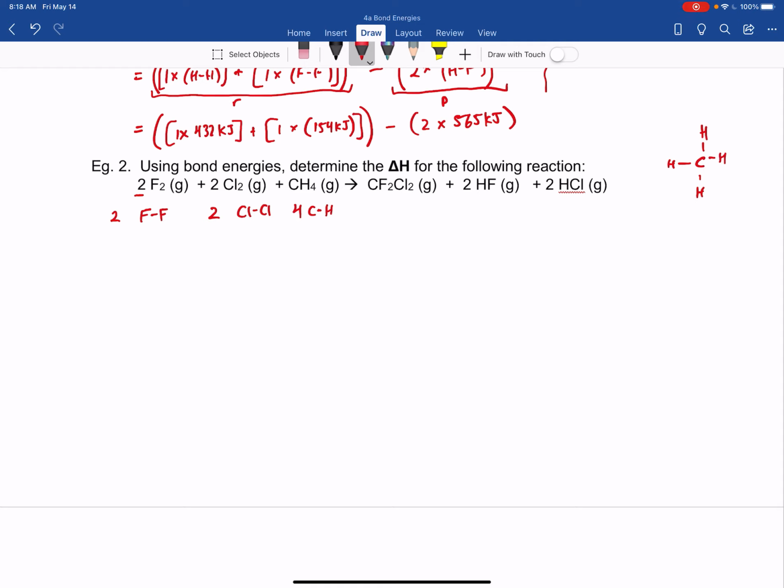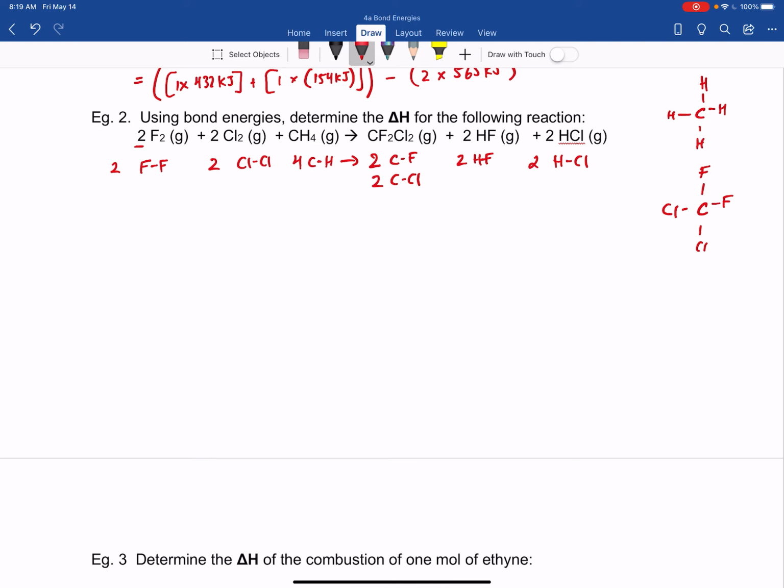Now for difluoro-dichlorocarbon, if we look at that here, that's essentially methane substituted with halogens. Right? So what we have is 2 carbon-fluorine bonds and 2 carbon-chlorine bonds. So you really need to know the structure. Then we've got 2 hydrogen-fluorine bonds, and lastly 2 hydrogen-chlorine bonds there.